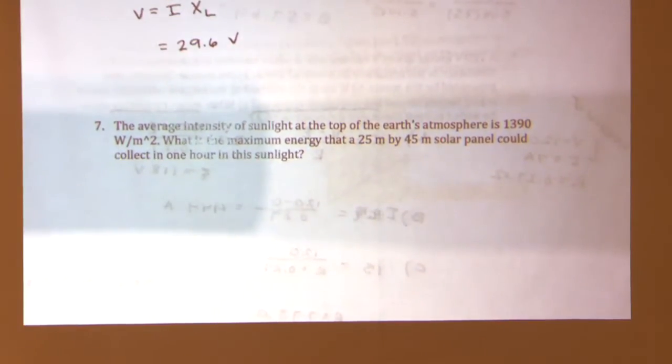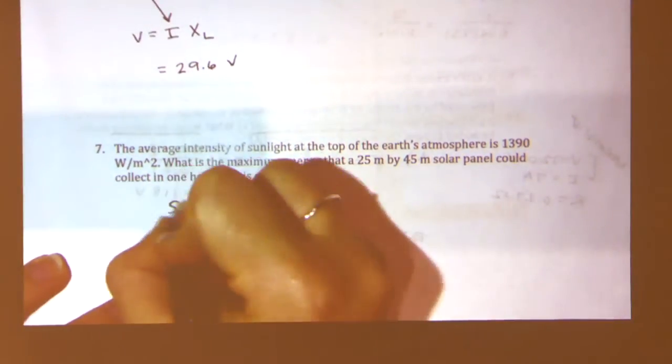So if we move on to number 7: the average intensity of sunlight at the top of the Earth's atmosphere is 1390 watts per meter squared. So that's our S, intensity.